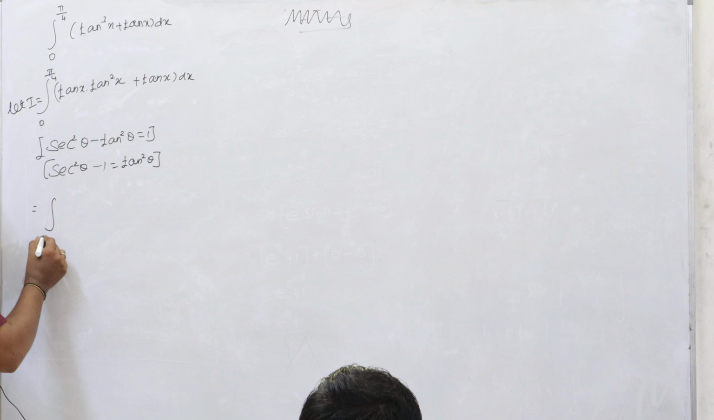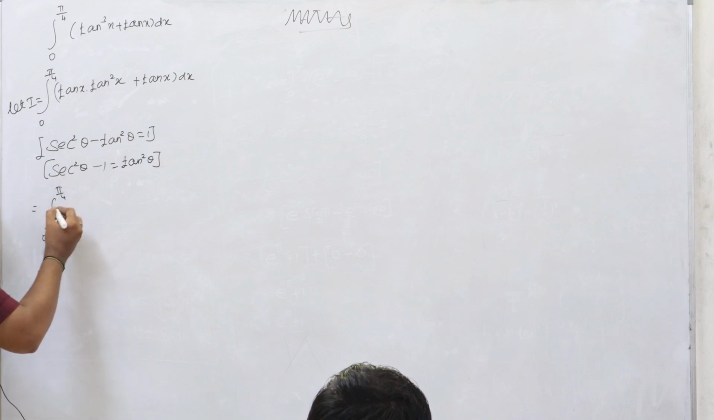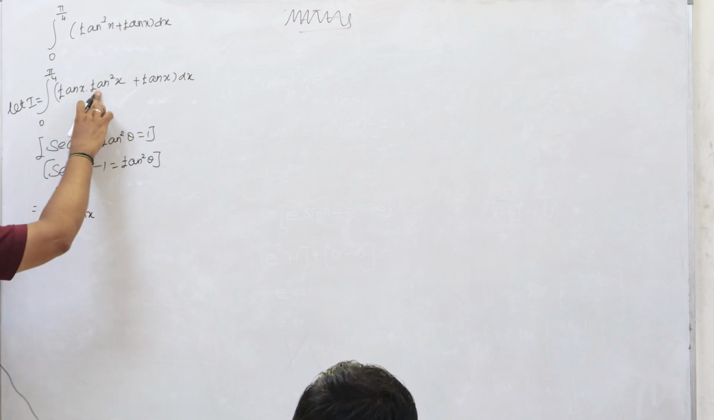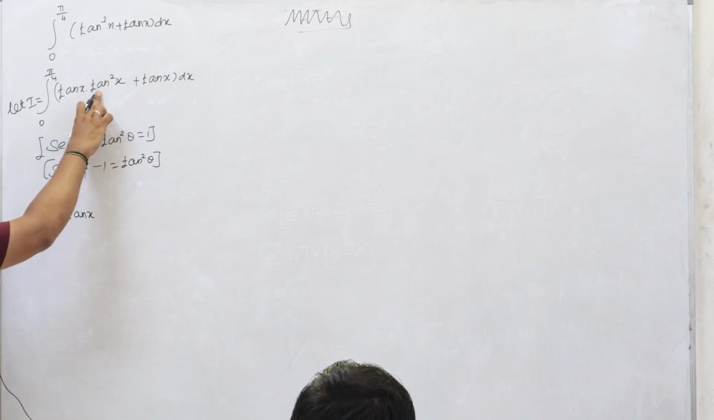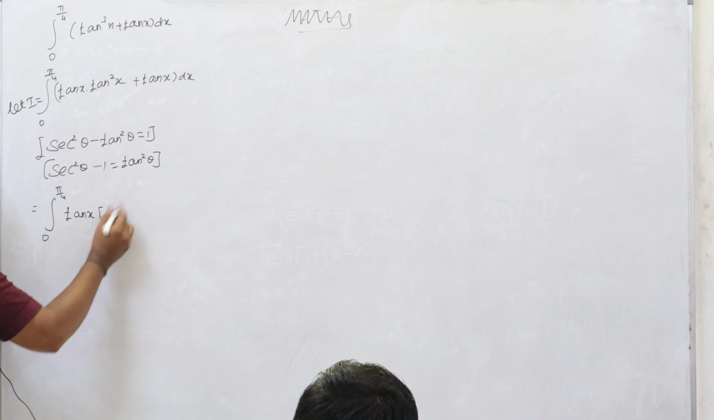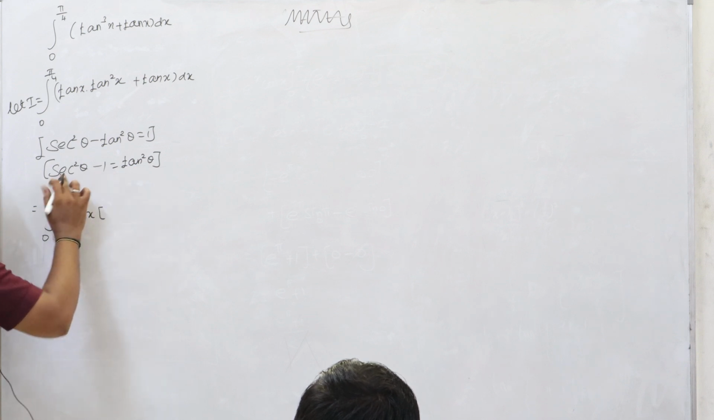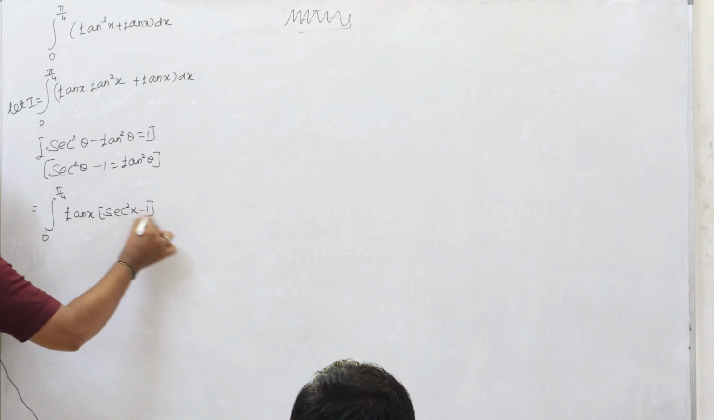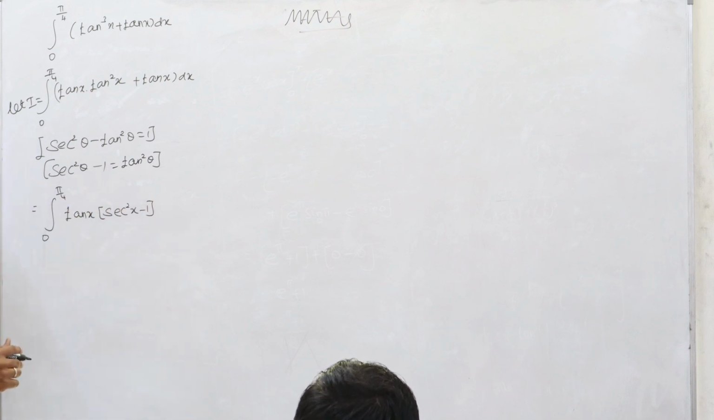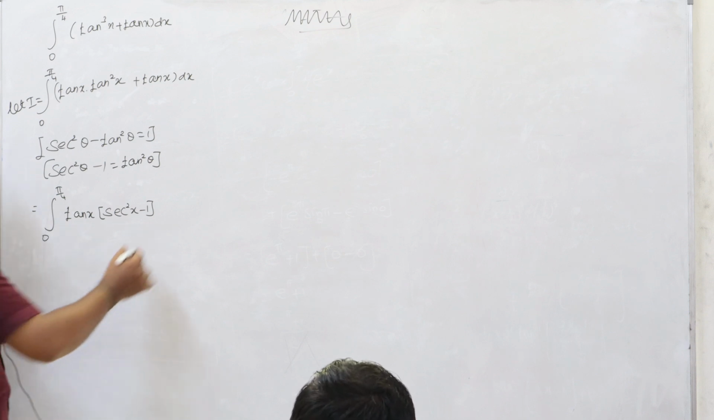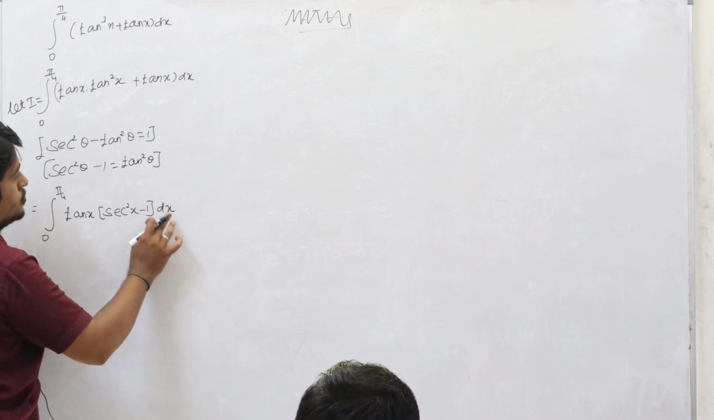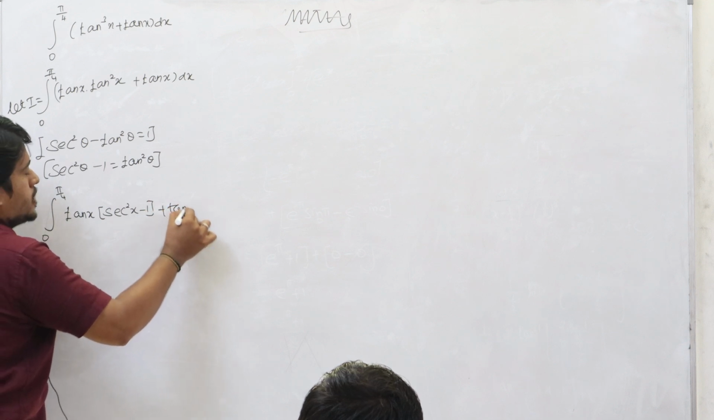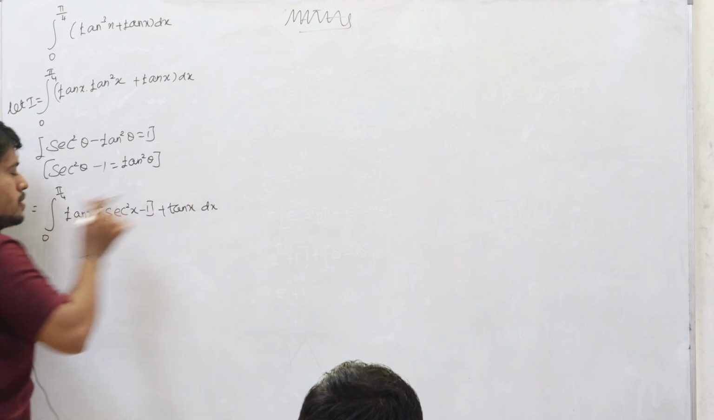Integral of 0 to pi by 4. This tan x, keep it as it is. Tan square x, we just replace with secant square x minus 1, right, into dx, plus tan x into dx.